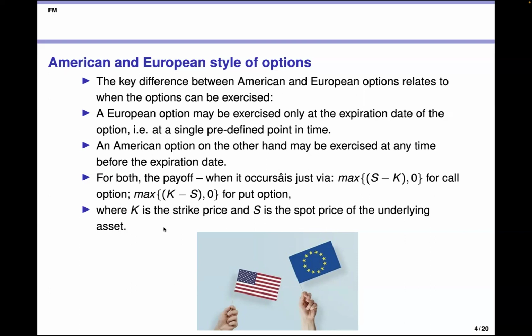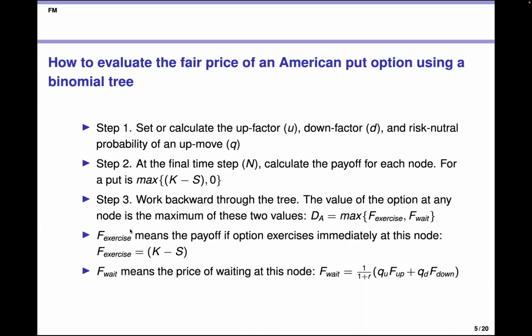It's clear that for both American and European options, the payoff we can define as the maximum between S minus K and 0 for a call option, and the maximum between K minus S and 0 for a put option. We already reminded this today. And we know that K is the strike price, S is the market price, the spot price of the underlying asset, usually stocks.